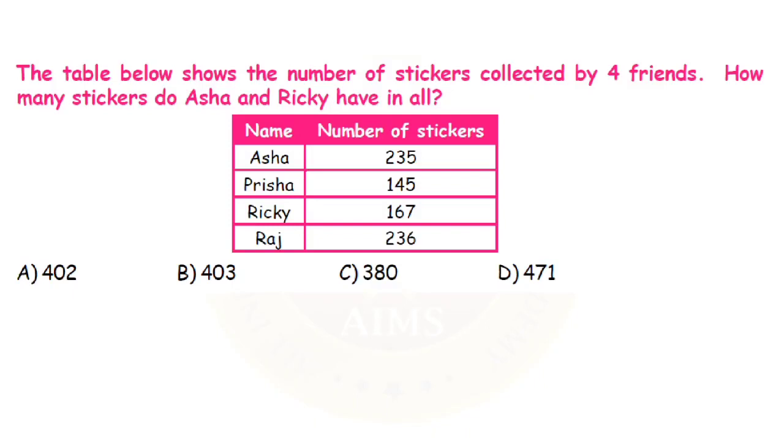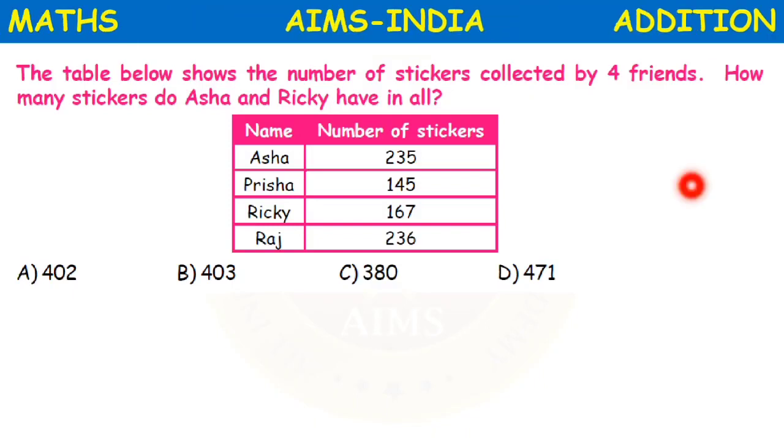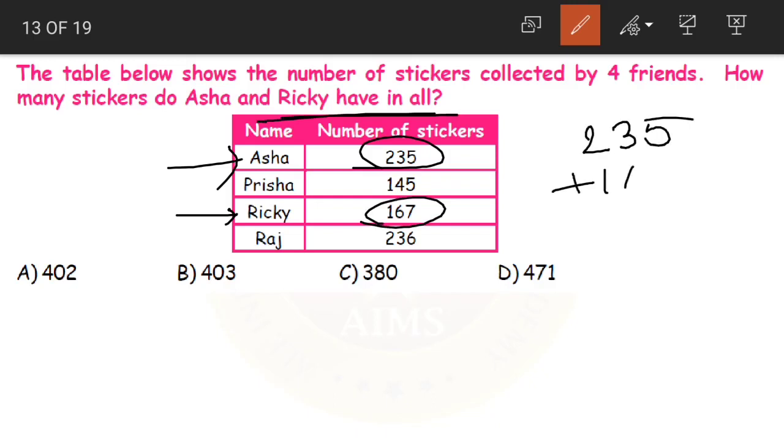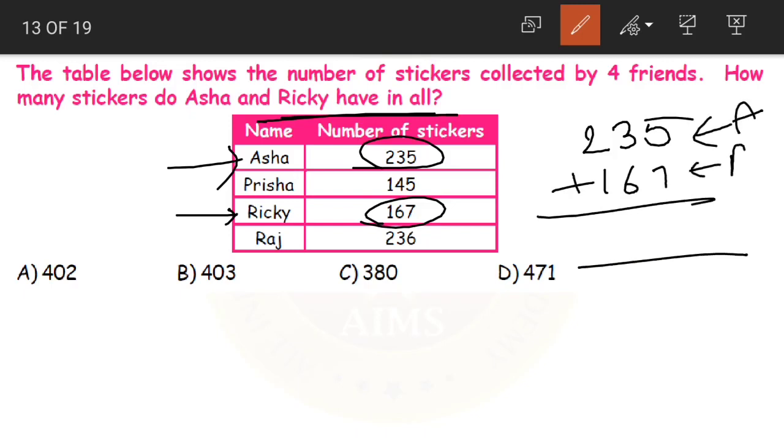Okay children? Moving on to the next question. The table shows the number of stickers collected by 4 friends. How many stickers do Asha and Ricky have in all? Asha and Ricky. And how do we find out the total number of stickers? By adding. Yes, so 235 plus 167. 235 Asha, 167 Ricky. Now when we add these two, 5 plus 7 becomes 12. 1 plus 3 is 4, 4 plus 6 is 10. 1 plus 2 is 3, 3 plus 1 is 4.